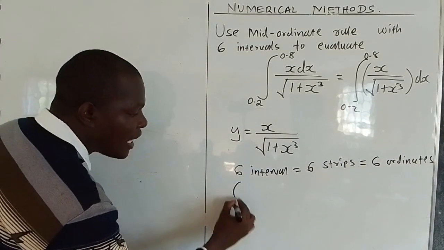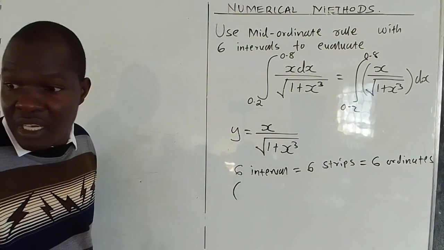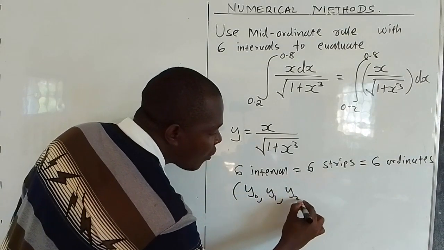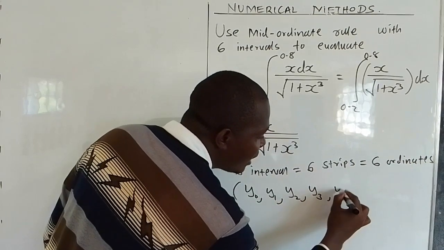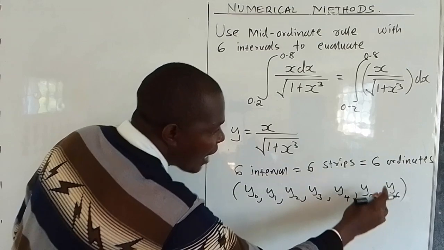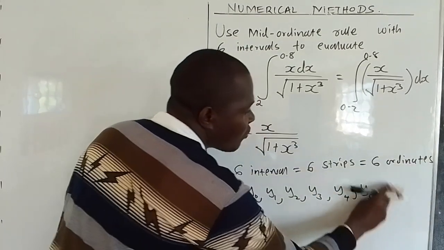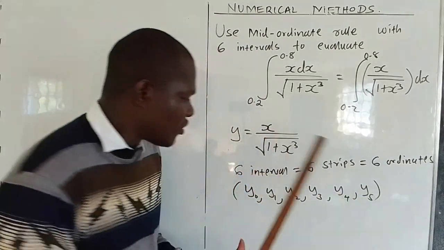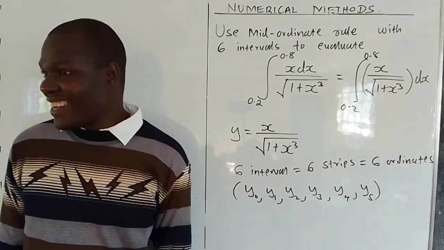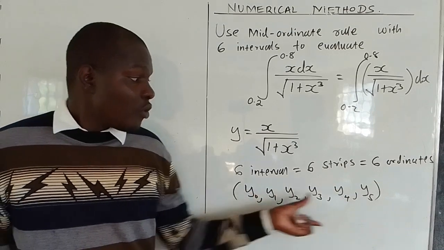Then you come and you list your 6 ordinates, isn't it? Your 6 ordinates are Y0, Y1, Y2, Y3, Y4, Y5, and Y5 is the last one because you started from Y0. So it means Y5 will be the 6th ordinate, isn't it? Yes. So you know the kind of ordinates you are going to get.